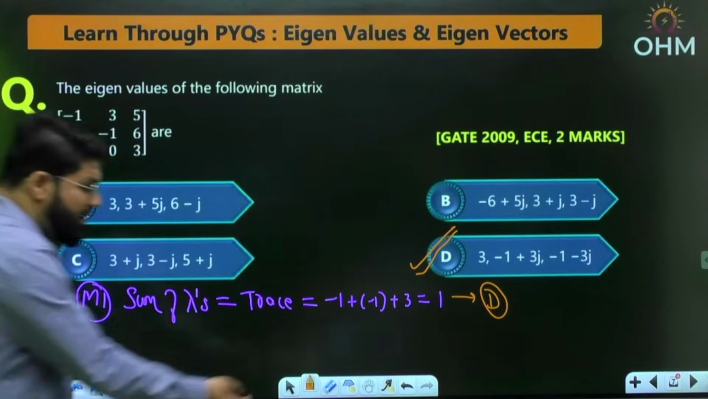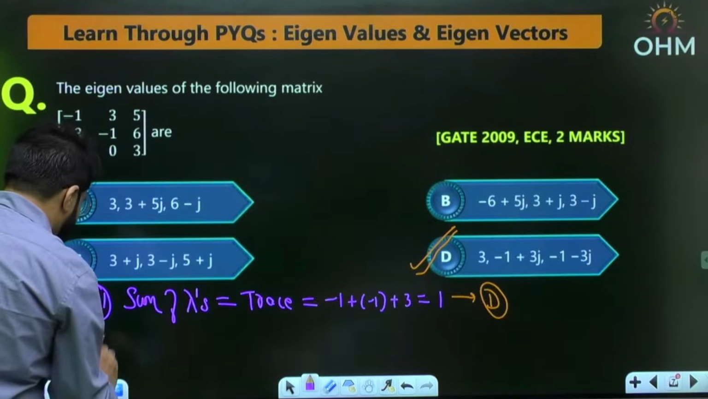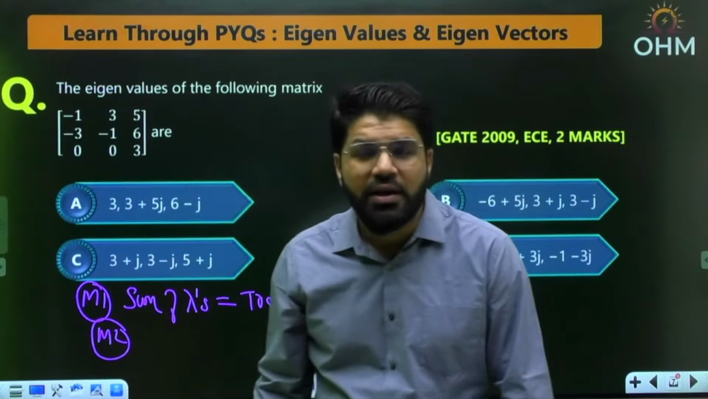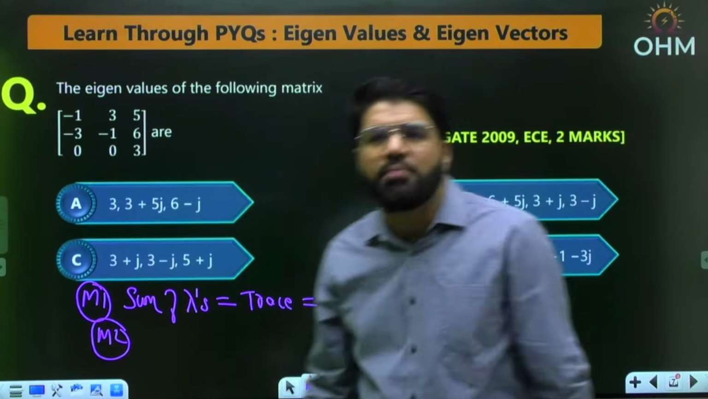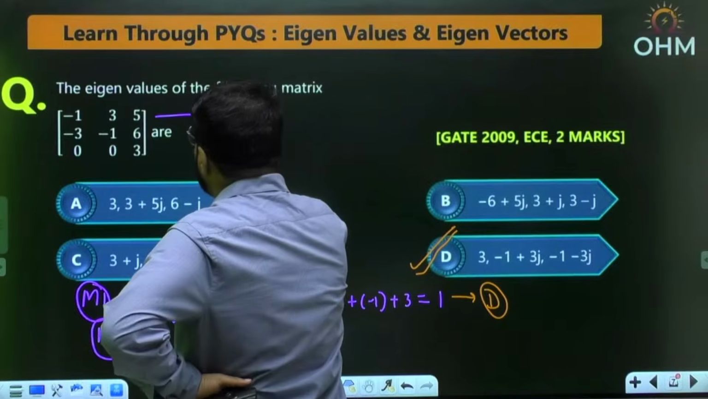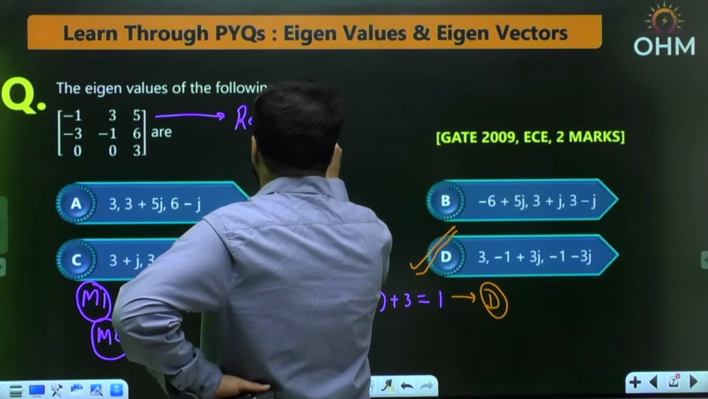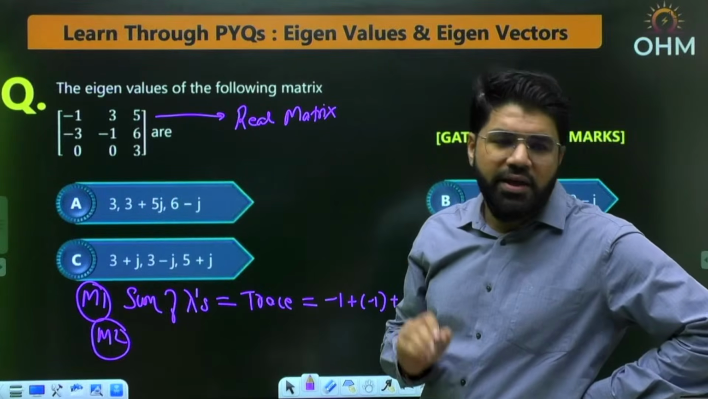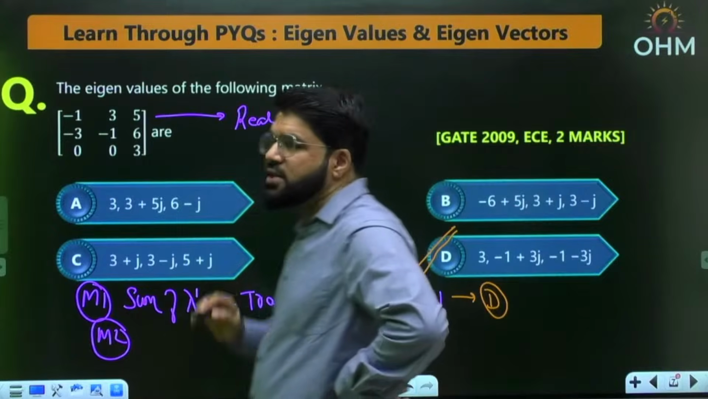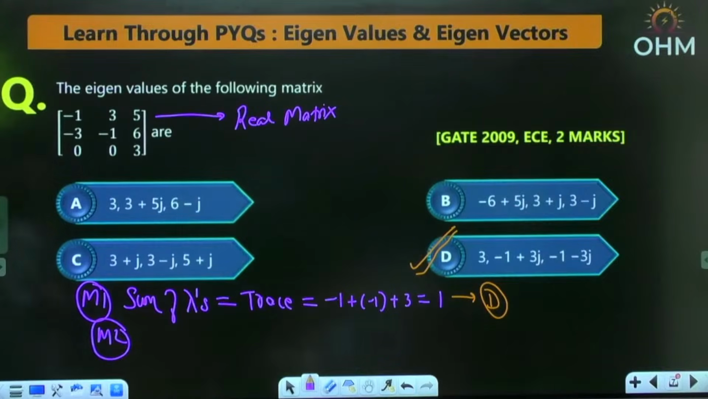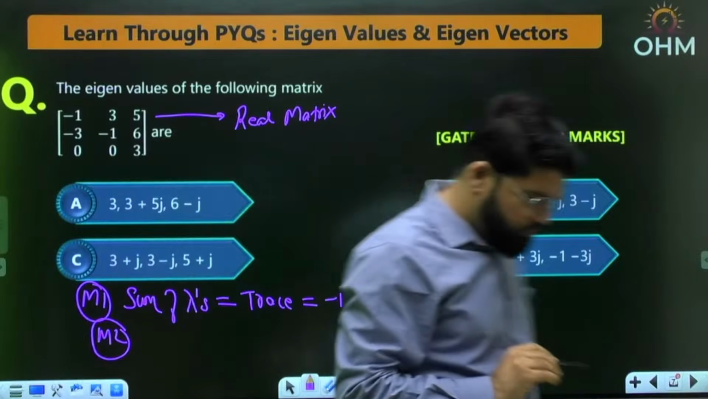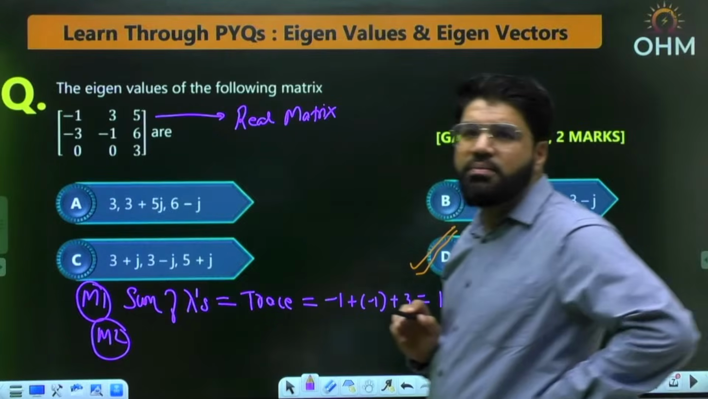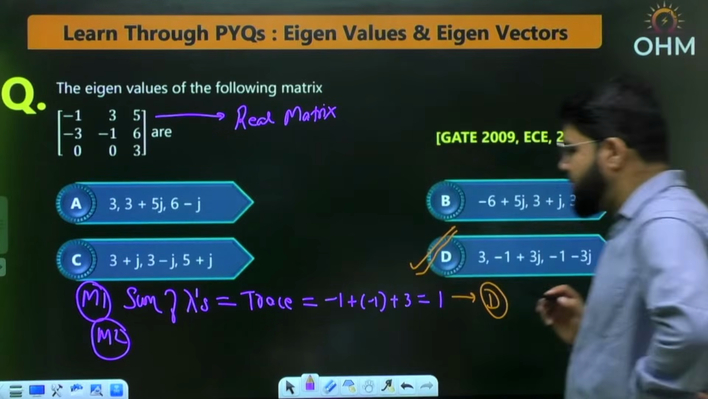How simple. But here I will tell you one more simple method, where you don't even have to calculate the sum. This one was only manual, oral calculation. See, look into the type of matrix. Can I call it a real matrix? What is a real matrix? A real matrix is one in which all the entries are real entries. So this is definitely a real matrix.